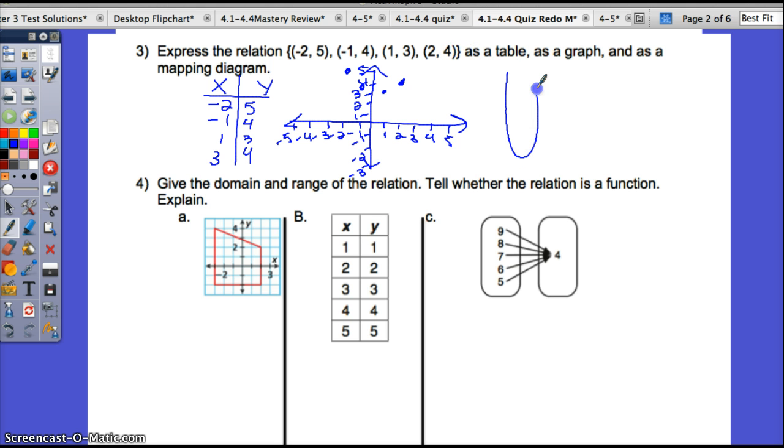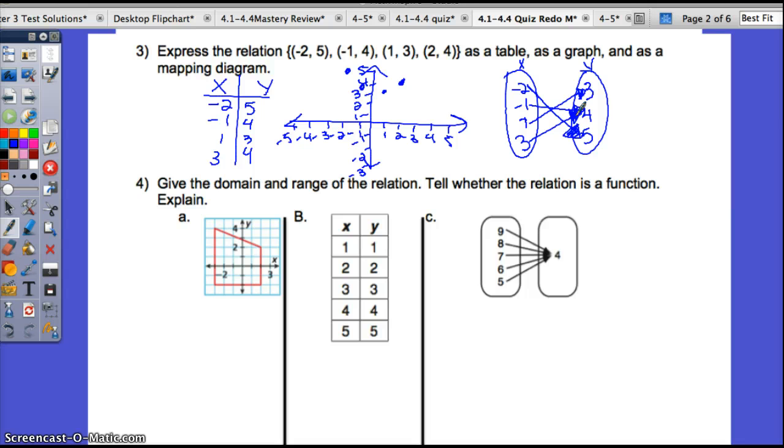And then for a mapping, you have 2 ovals. These are your x's. These are your y's. You have -2, -1, 1, and 3. Your y's, if you go in order from least to greatest, you just have 3, 4, and 5 with no repeats. Then -2 maps to 5. So make sure that you have an arrowhead from -2 to 5. -1 to 4. 1 to 3. Arrowhead, and 3 to 4. And this isn't a question, but yes, this is a function.